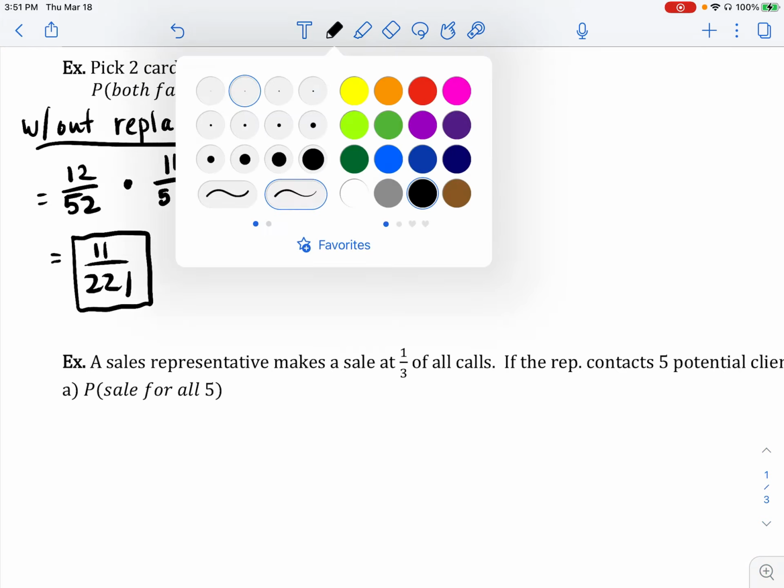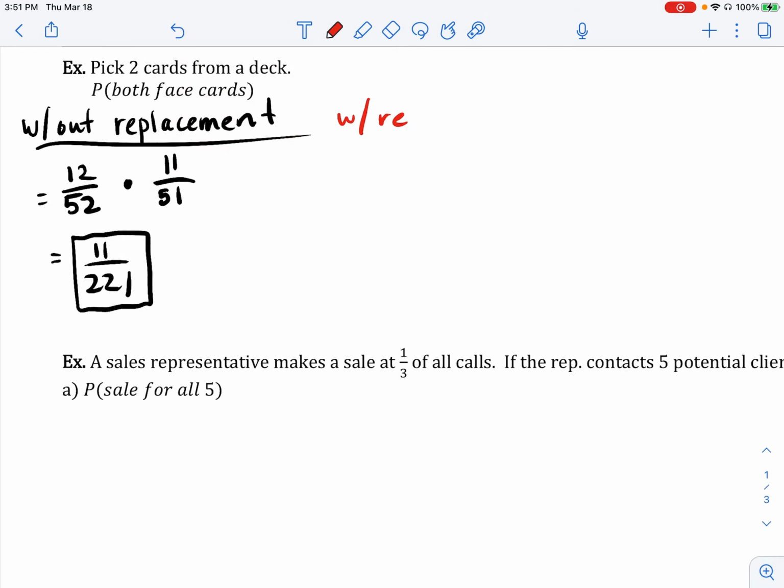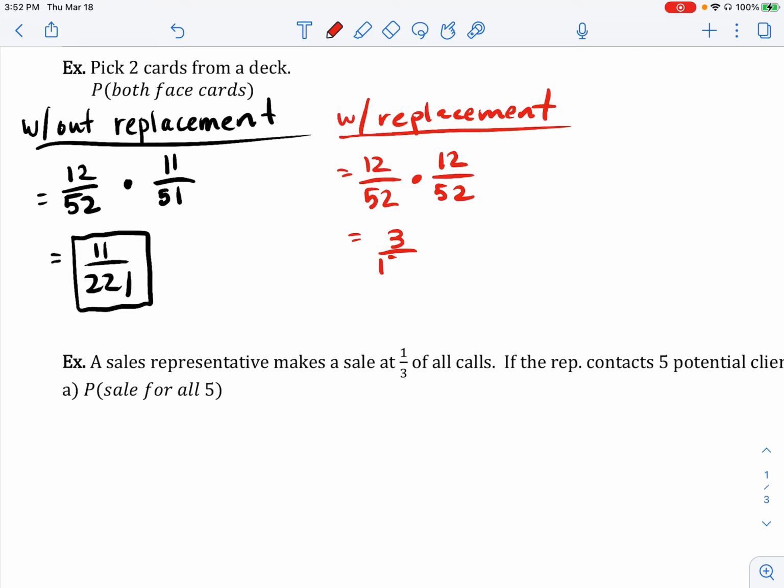What about the probability with replacement? So with replacement, meaning you draw a card, and after you draw that card, you place it back. So this time, the probability is still 12 out of 52 for that first card, but now that you've placed the card back, you're kind of starting from scratch again. What is the probability that you then get a face card on your next one? That's also going to be 12 out of 52. And this is just equivalent to 3 out of 13, all of this squared. So you should then get 9 out of 169. Okay, that's the probability with replacement.